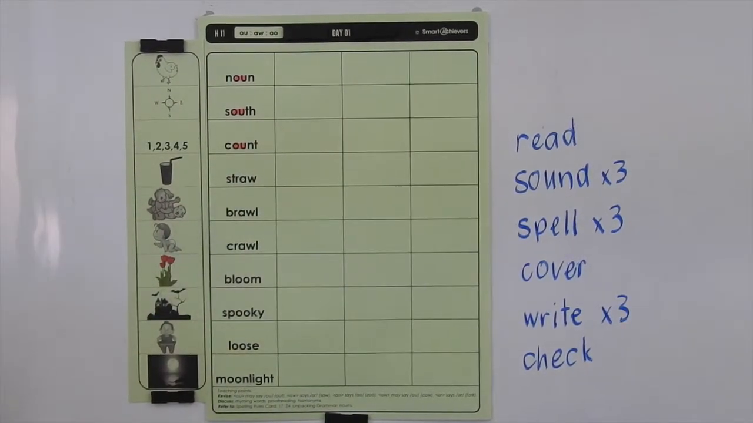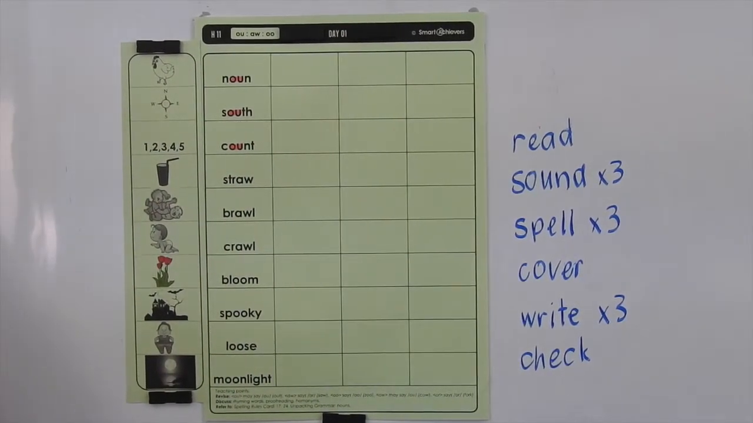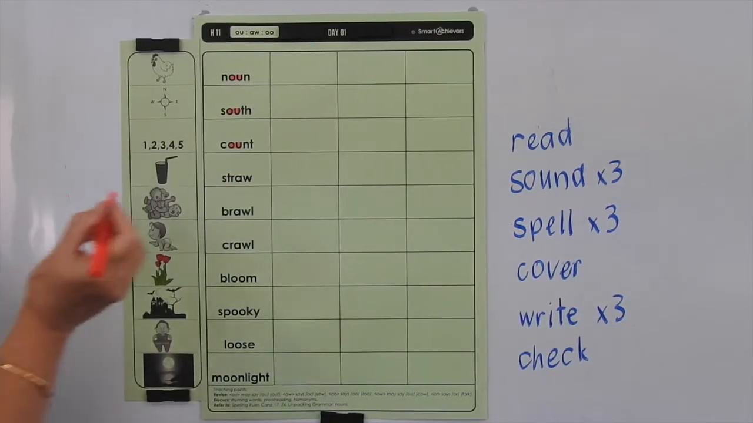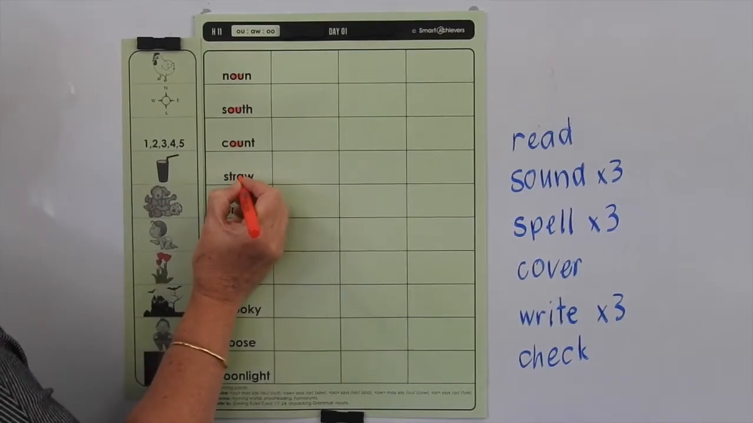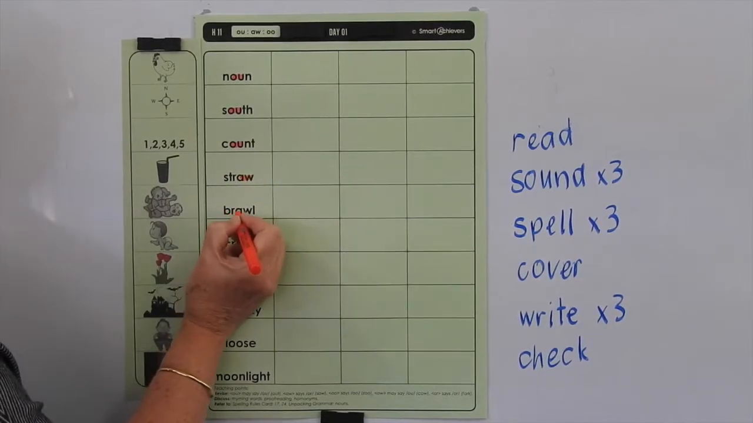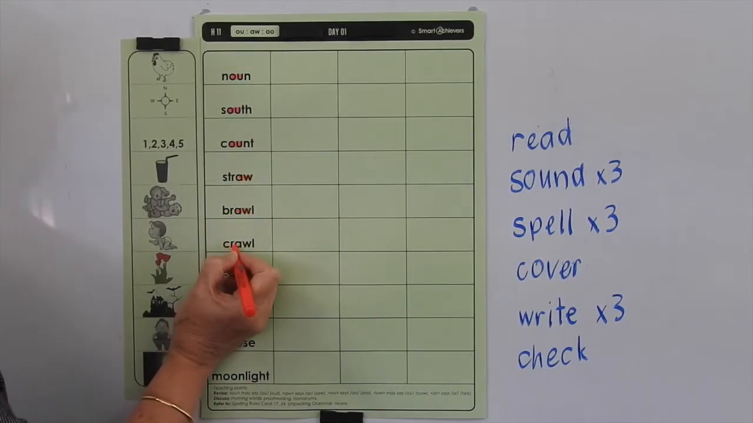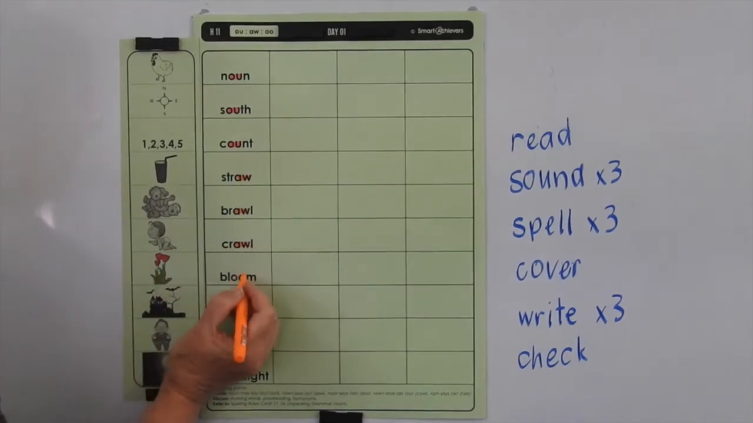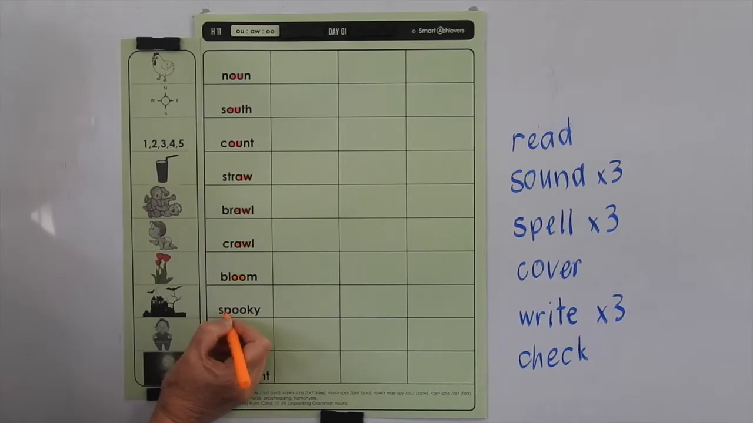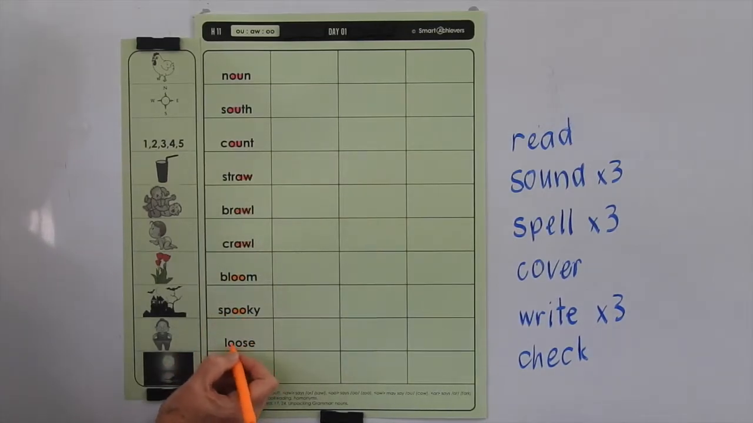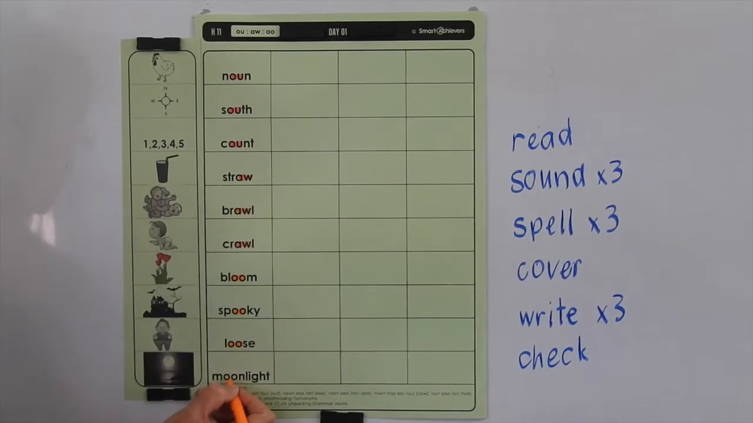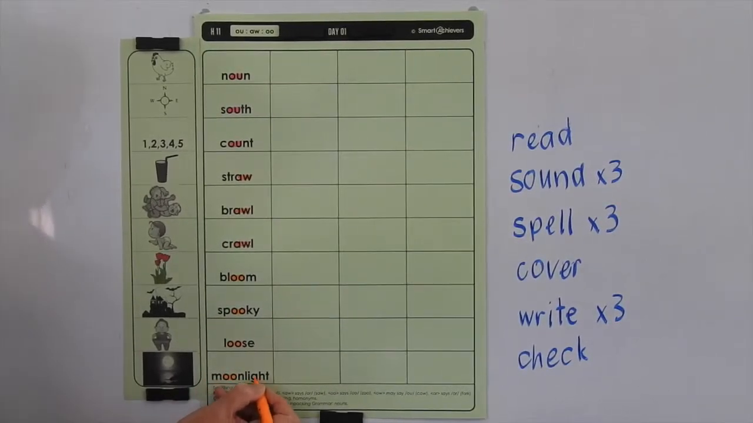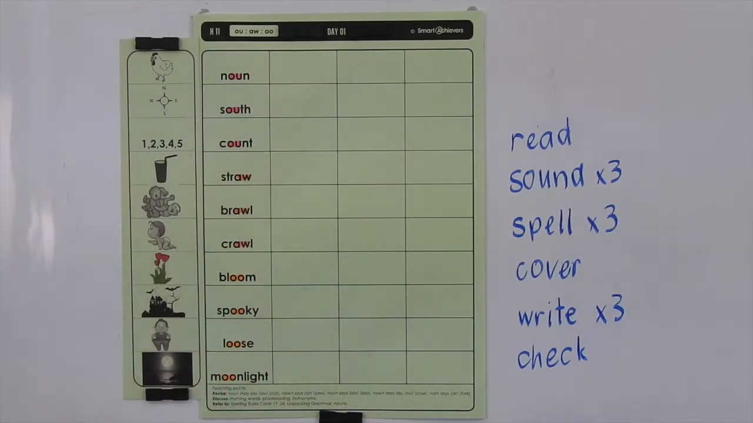Now we'll change colours for the next one, the or sound, and we're using AW for the or sound in these words. So we've got st, or, b, all, k, all, and the last one we've got the long oo sound. So we change colours again, and we've got b, oom, sp, ookie, oos, and moonlight. We've got a little bit of revision happening in there as well.